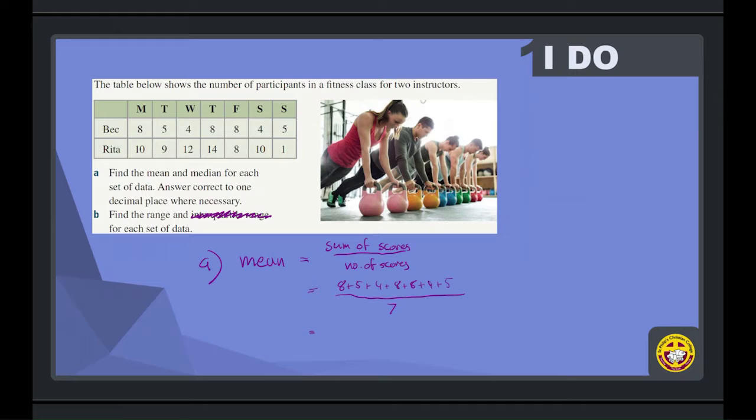So let's put that into our calculator. 8 plus 5 plus 4 plus 8 plus 8 plus 4 plus 5. That comes to 42. And divide that by 7. The mean was 6.